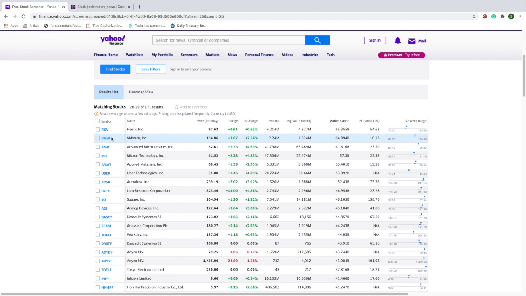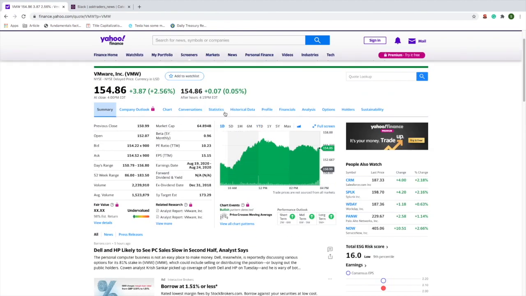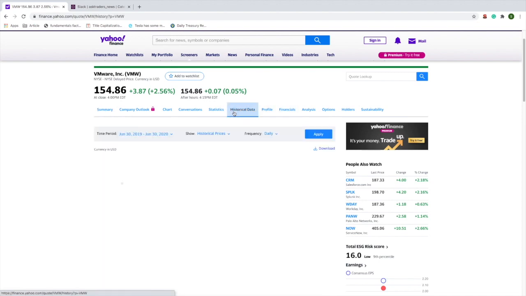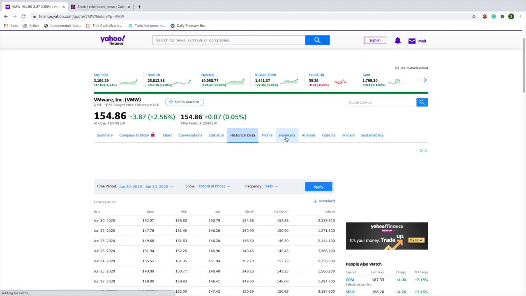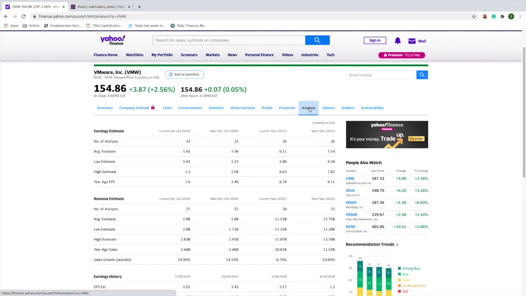I can then click on one of these stocks and see everything I need here. I can go to historical data. I can view the financials of the stock, analysis, and loads of different metrics that I can view. The filters are based on corporate data such as sales revenue, EPS, estimated EPS, and profit margin. It screens for bonds and funds using the same interface but different criteria.